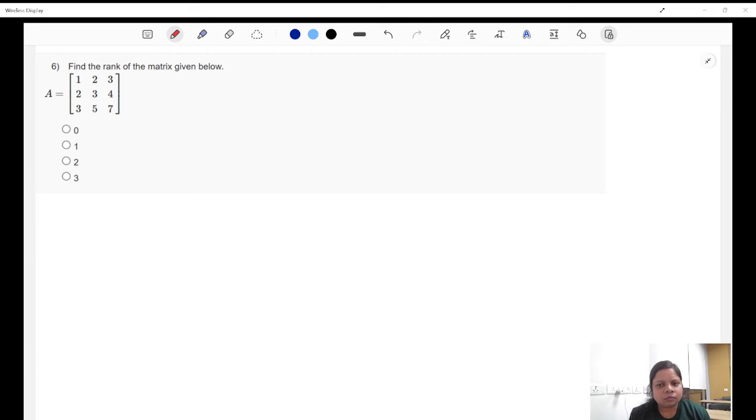Ma'am, the number of linearly independent rows. Yeah, or columns, any one of them. So the rank is the number of linearly independent rows or columns that you have. If you have some linear dependence between them, then you get a reduced rank.